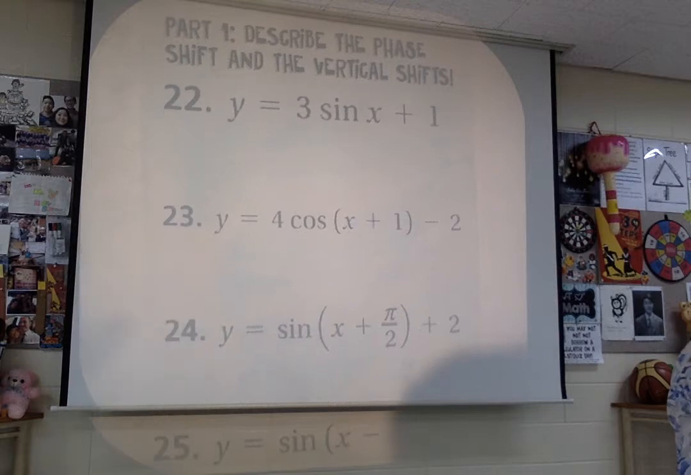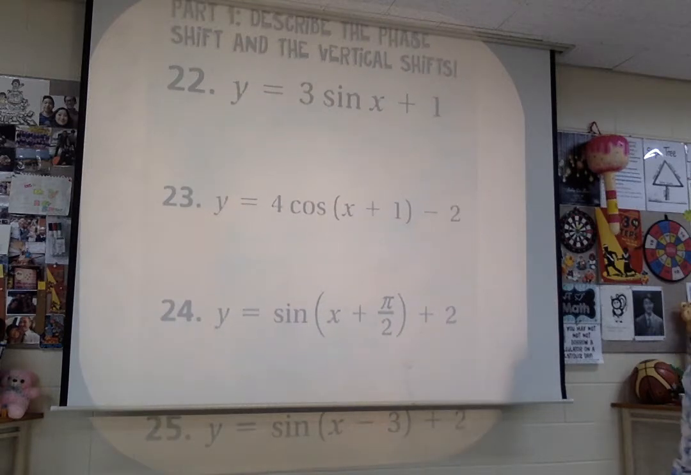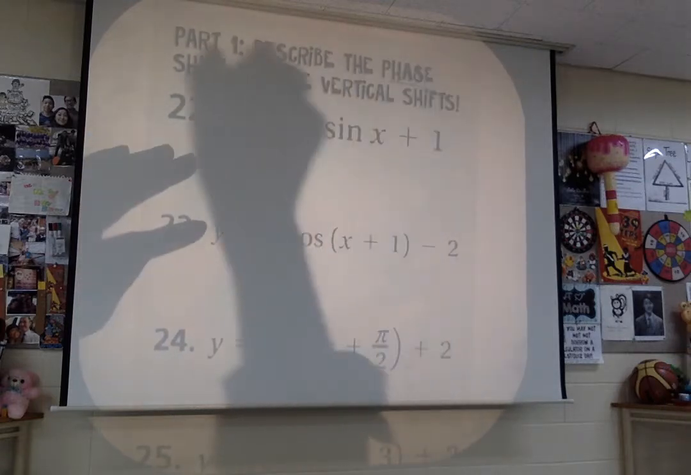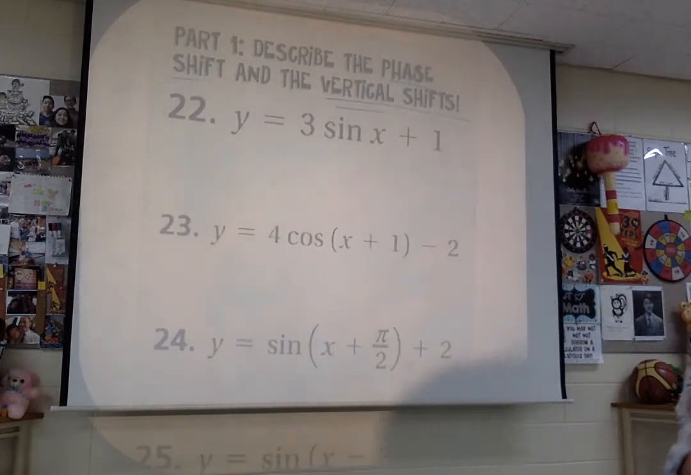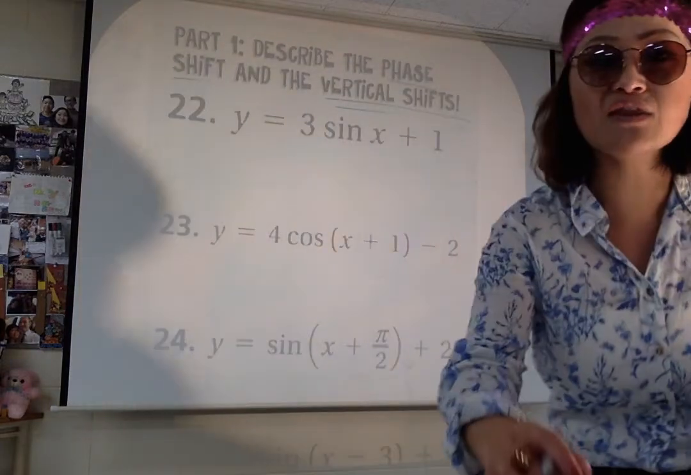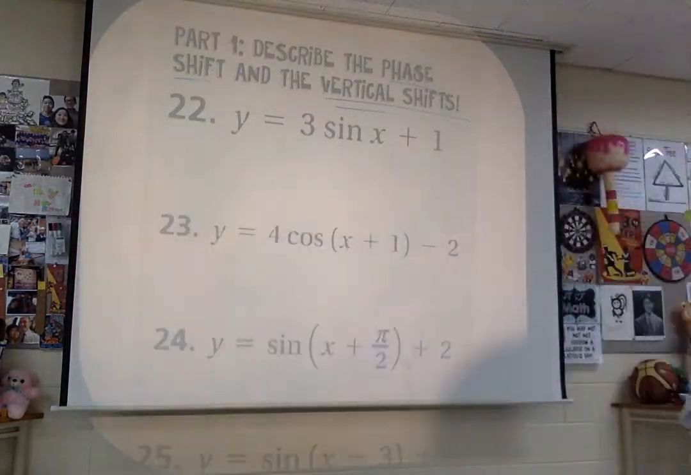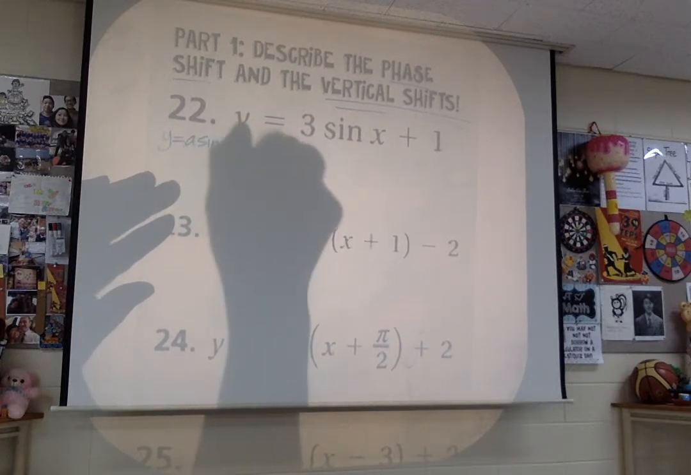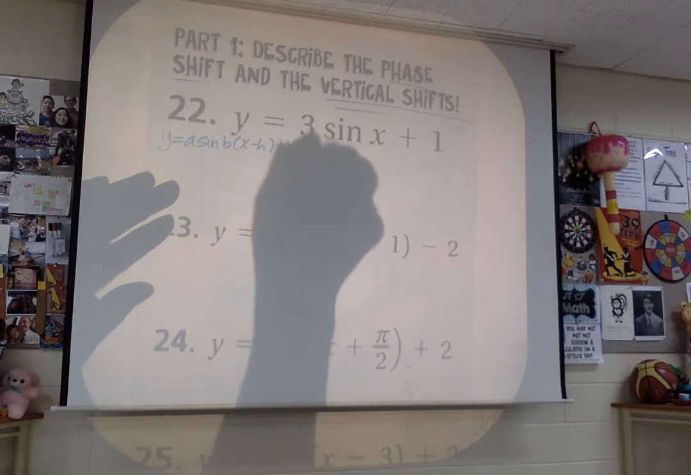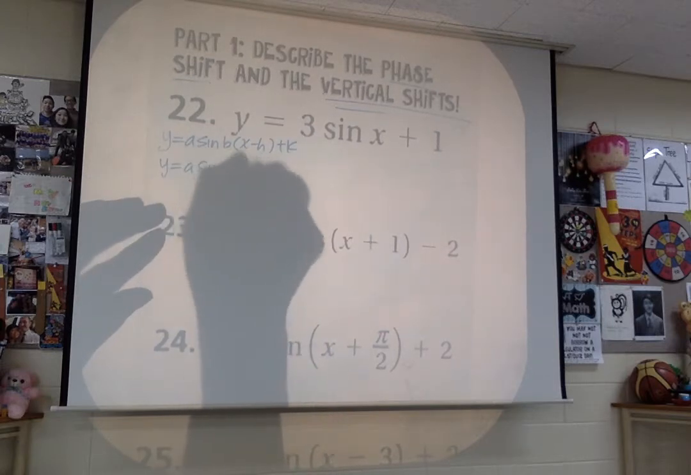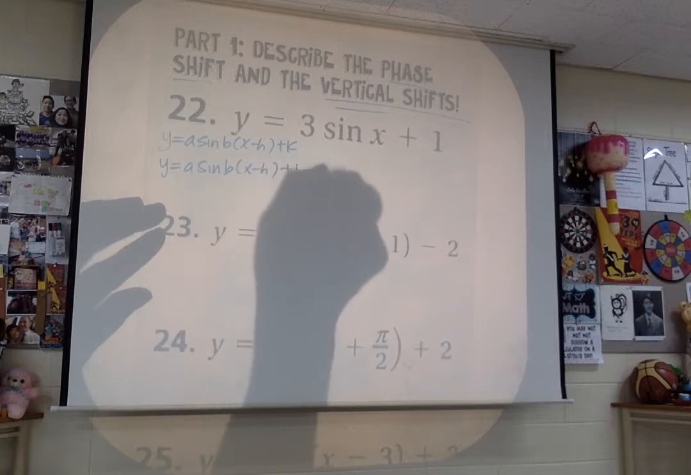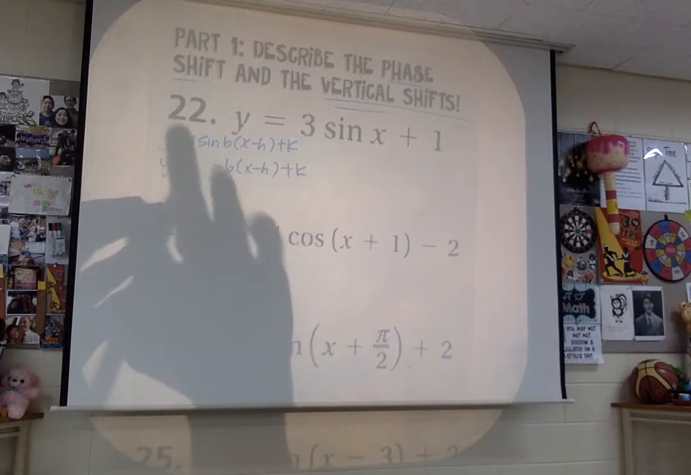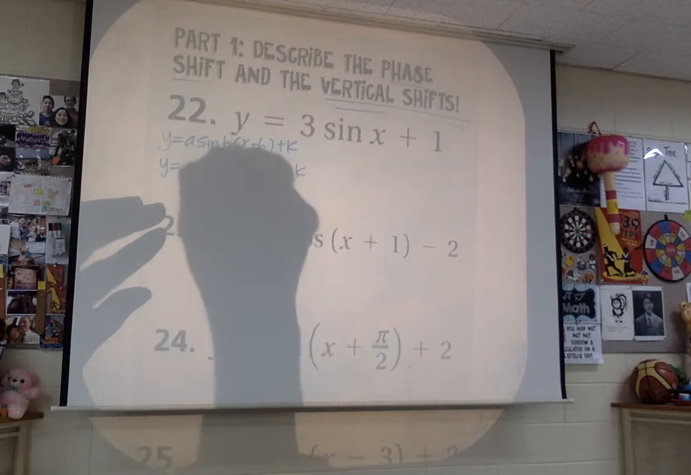Actually, part 1 and 2, I want you guys to do on your own without my help at all, actually. Let's go ahead and have you guys finish these. Well, maybe I'll go over the first one with you, okay? Describe the phase shift and the vertical shifts. Easy. Because you know that the standard form is y = A sin(B(x - h)) + k. But I meant to write here cos. Sorry about that. Cos, all right?